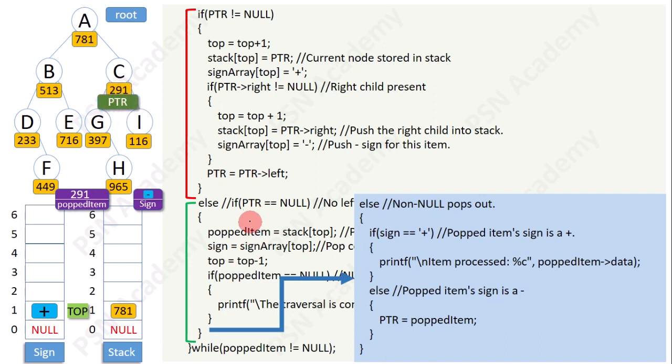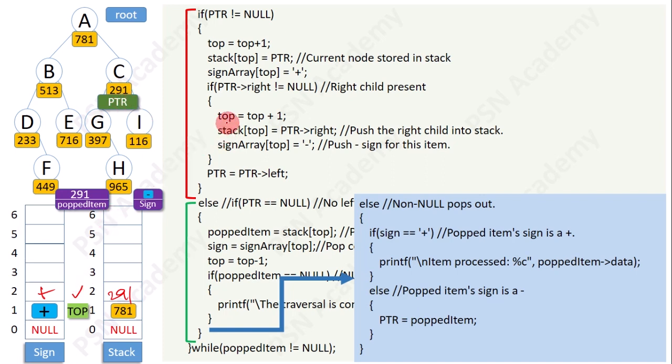Now this cycle is over. So popped item is not null, it is 291. So it will get back to go for this do while loop. And this time the PTR is not null because it is standing at 291. So the top will be incremented here and 291 will be stored here with a plus sign. Then it will go for checking the right child for this if condition. Yes, there is a right child.